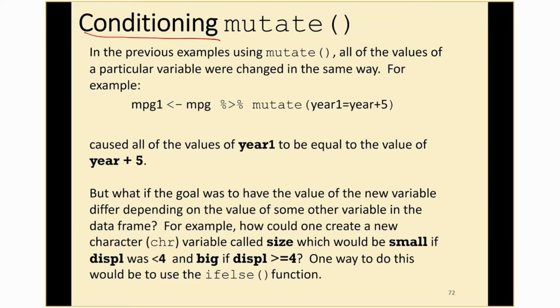Now, in the previous example, where we started with MPG and made MPG1 by mutating to create the new variable year1 by adding 5 to year, in every instance in MPG1, the value of year1 is going to be equal to year plus 5. Now what I want to do is something a little bit different, and it's probably best explained by an example.